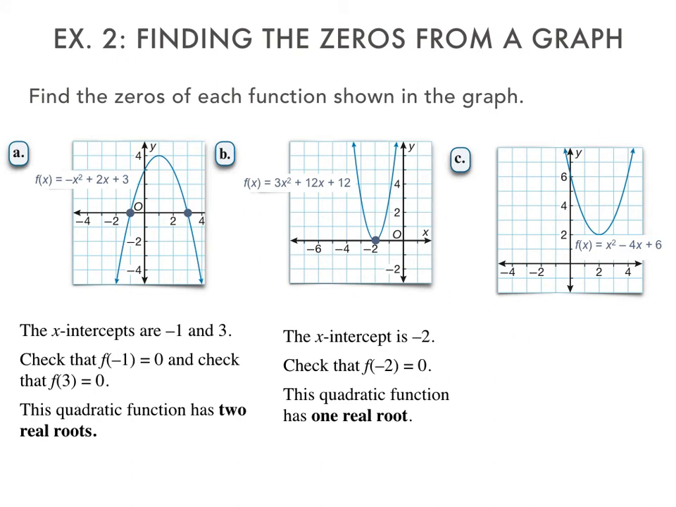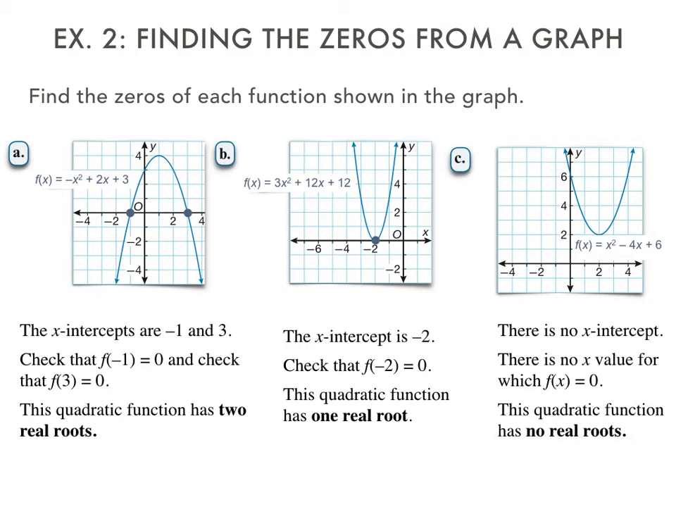In example C, the curve does not intersect the x-axis at all. There is no x-intercept. There is no x value that makes that equation equal to 0. And so it has no real roots.